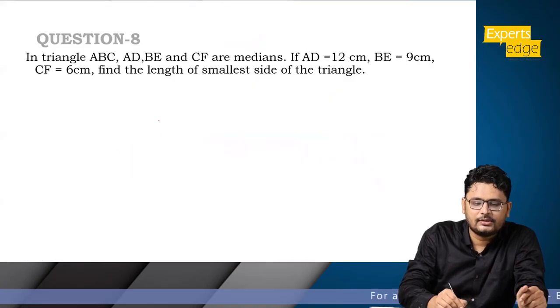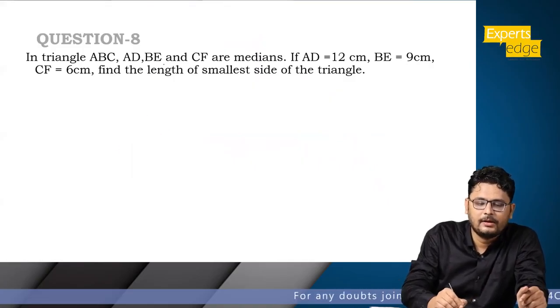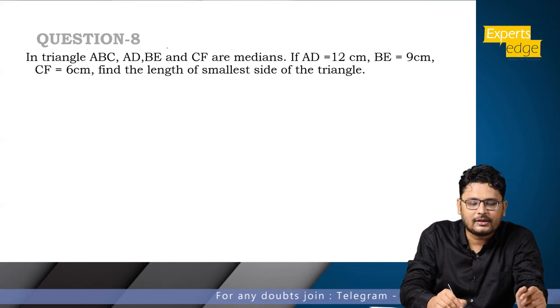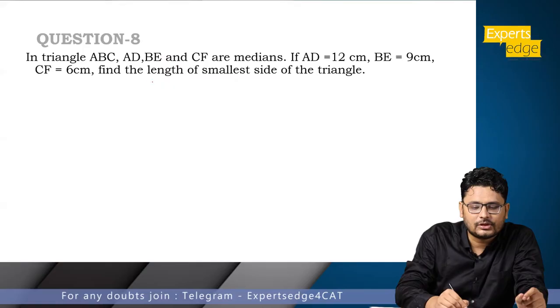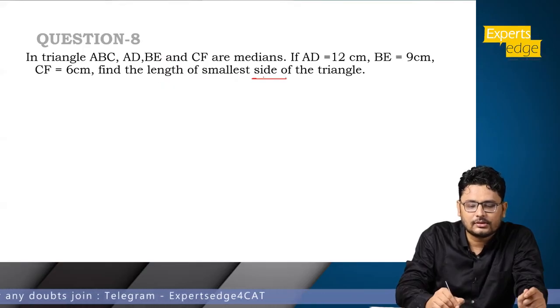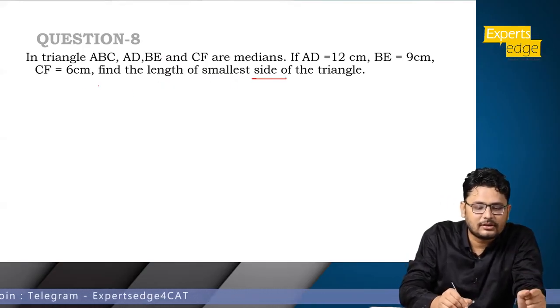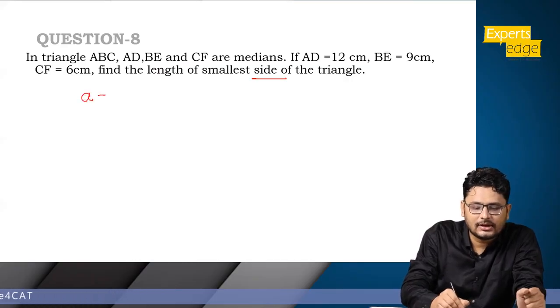Okay, so if you see this, AD, BE and CF are given, nothing but the lengths of the medians, right? So find the length of the smallest side of the triangle. Do you remember that formula? When the medians are given, what was the formula for the side? Let me write it. A is equal to 2/3 of, right?